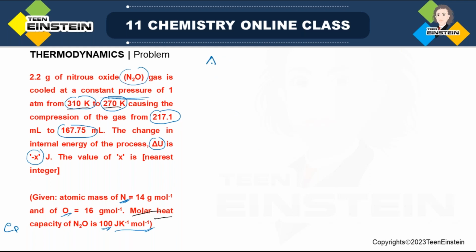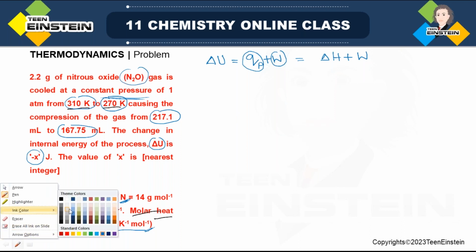Now del U, from the first law of thermodynamics, we know del U is equal to Q plus W. And I will put a subscript here, which is capital P. So first, individually we will find out what is W and what is QP. Once you know the individual values, you can get the value of del U. Now as it is QP, we know, instead of writing QP, you can also write del H. So finally the expression is becoming del U is equal to del H plus W.